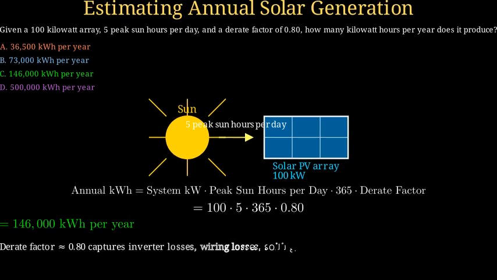The derate factor near 0.8 accounts for inverter losses, wiring losses, soiling, shading, temperature effects, and downtime when the system is offline. So the correct answer is option C, which is 146,000 kilowatt hours per year.